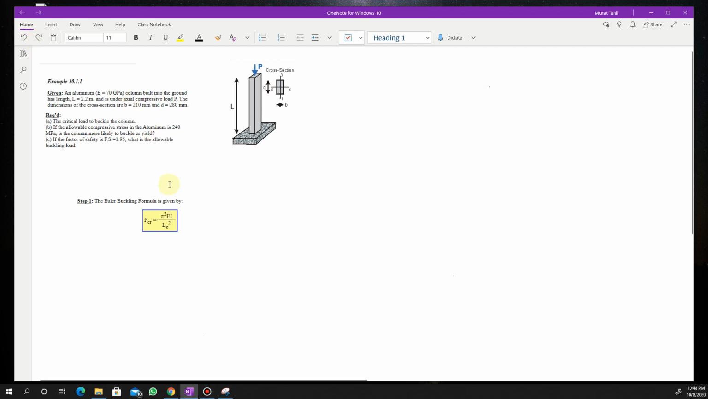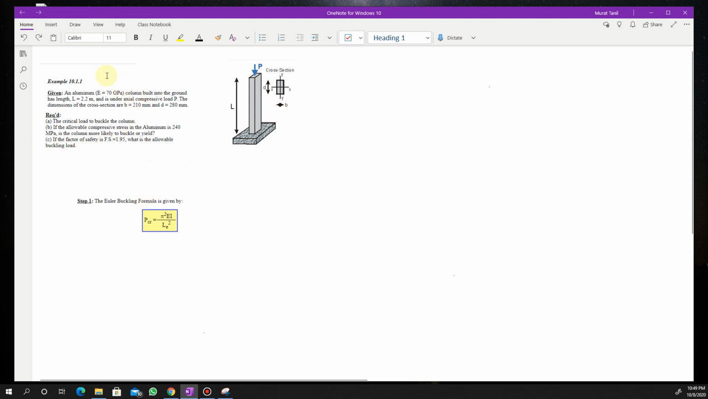So what does E stand for? E stands for modulus of elasticity. In this case, it's 70 gigapascal. I stands for moment of inertia. In this case, we have to look at the moment of inertia about an x-axis and y-axis to find out which one is the weak axis, which one is the stronger axis, because we know that this column is going to buckle first about its own weak axis.